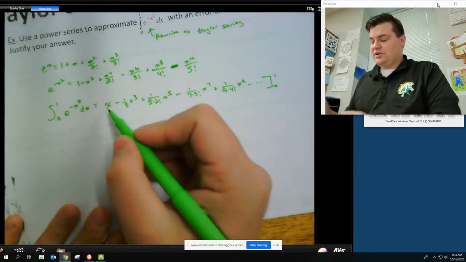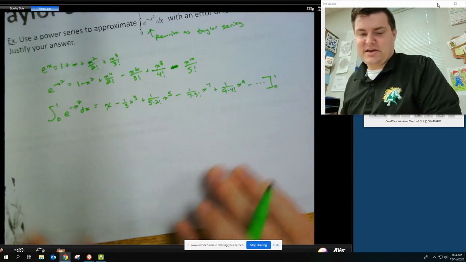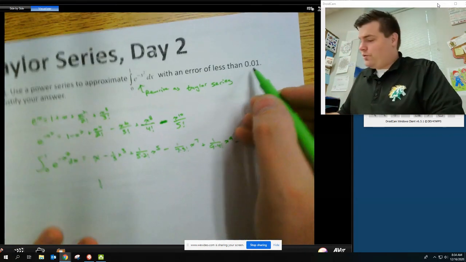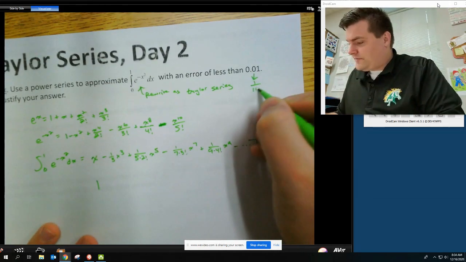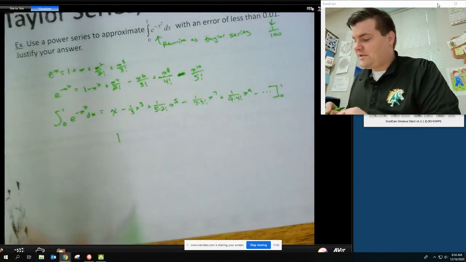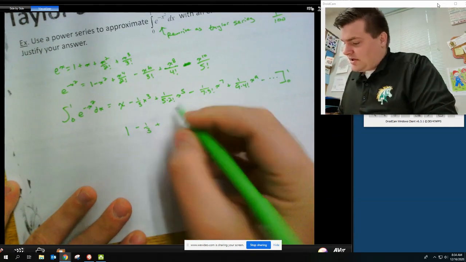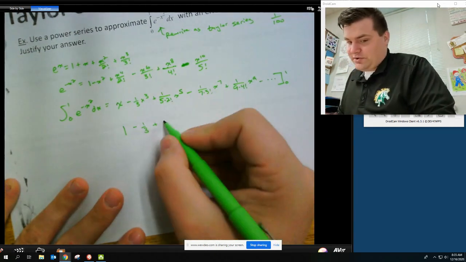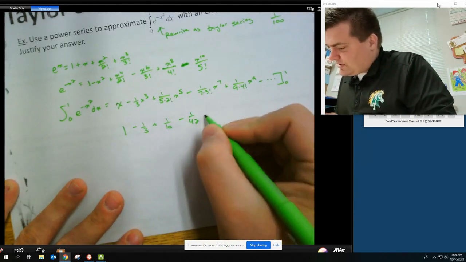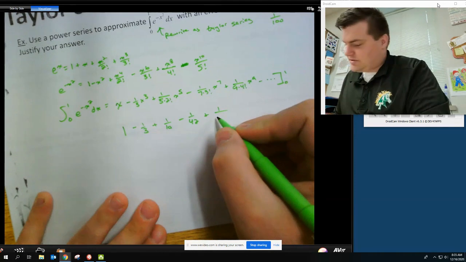Okay, so I'm going to do each term individually. What's really nice about 0 to 1 is the zeros are just going to all cancel out anyway. So if I do just the x, I'm going to get 1. Now I'm looking for an error less than 1 over 100. So as soon as I reach a number beyond that in the denominator, I'll be good to go. So minus 1/3, plus, because again the 0 is going to knock it out, 5 times 2 factorial is going to be 1/10, minus 1 over 42, plus 9 times 4 factorial is going to be 216.